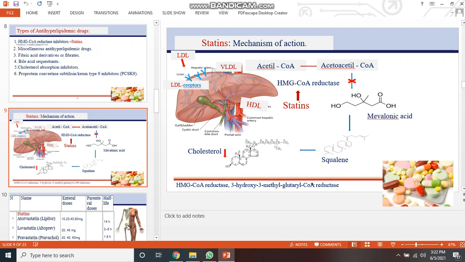In this, you can see that we have a heart. The heart has LDL and VLDL, and acetyl-CoA is converted into HMG-CoA. They have an OH bond with a double-bonded oxygen, and their oxygen has a hydroxyl bond too. That is known as mevalonic acid, then squalene and cholesterol.